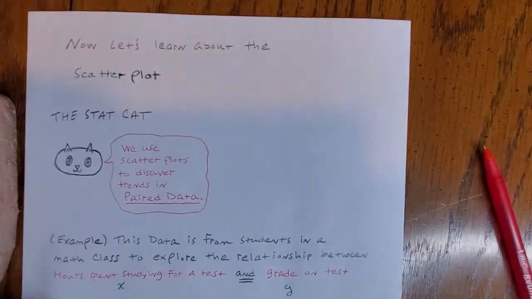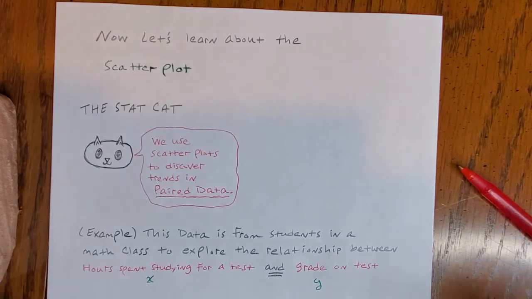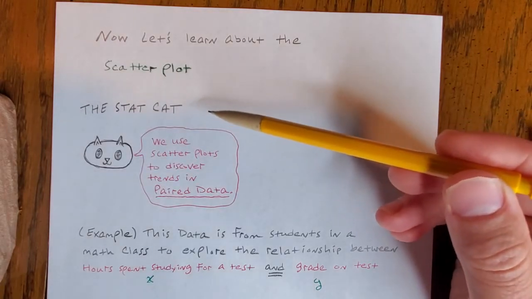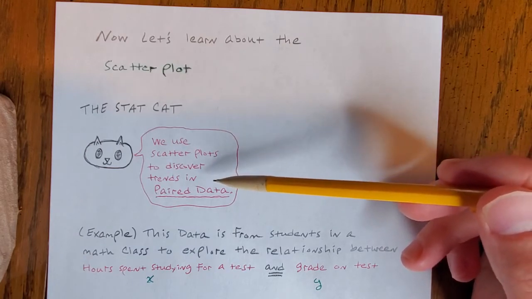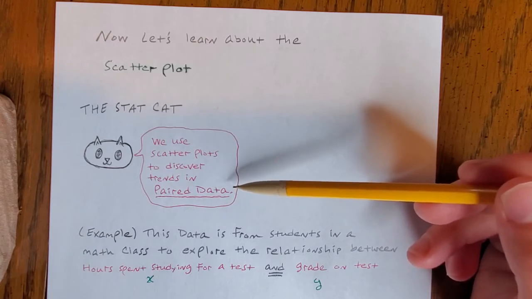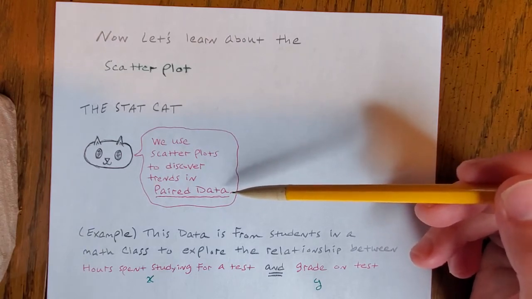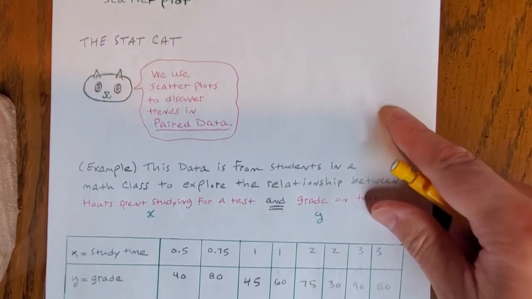Last thing is a scatter plot. This is one that we'll make a lot of use of later on in the class, but right now we'll get the basics of it. So scatter plots, what's the stat cat have to say? We use scatter plots to discover trends in paired data. Now I won't tell you what paired data is, I'll show you. It's a little hard to explain, but it's easy to show you.